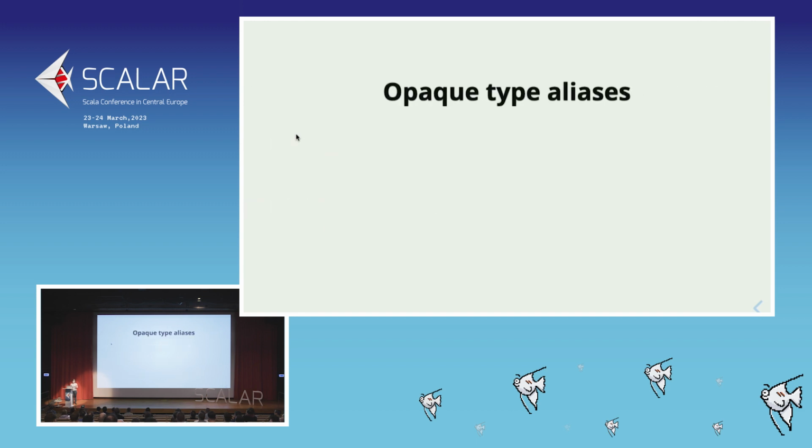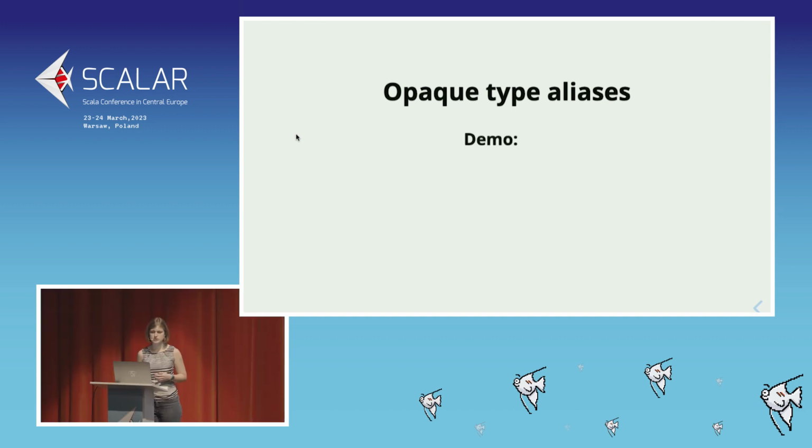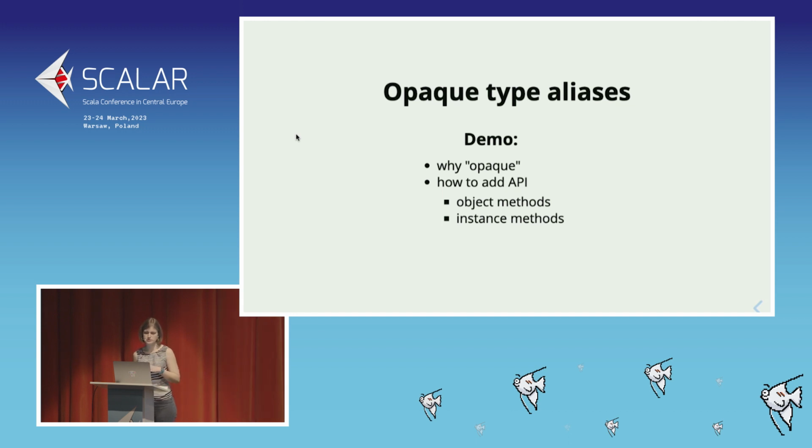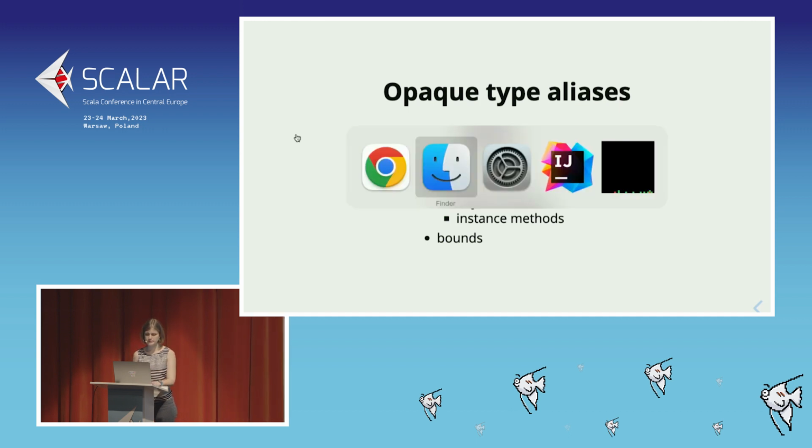And in Scala 3, for that, we can use the new tool, which is the opaque type aliases, or opaque types. And I will show them to you right now in a live demo, where we'll see why they are called opaque, how to add an API for them, and it will be both object methods and instance methods. And the last thing that I will show will be the type bounds for opaque types.